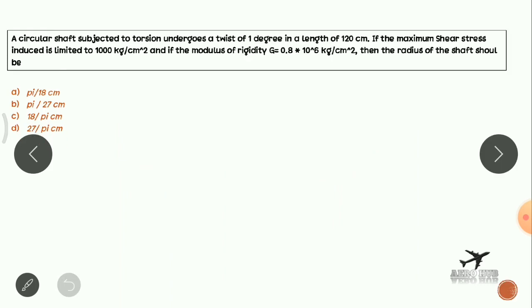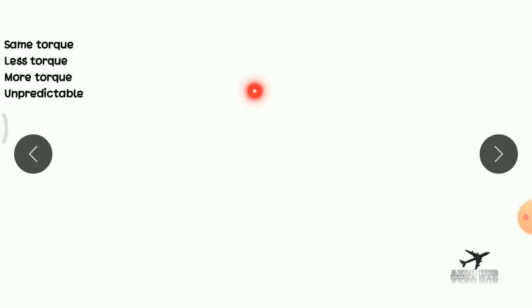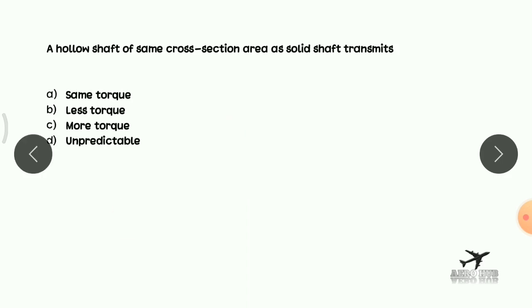Now we will go to the next question. A hollow shaft of the same cross-section area as a solid shaft transmits the same amount of torque, less amount of torque, more torque, or unpredictable. The correct answer is option C, more amount of torque. This is really simple. A hollow shaft will be transferring more amount of torque when compared to the solid shaft because of the lesser amount of shear stress.